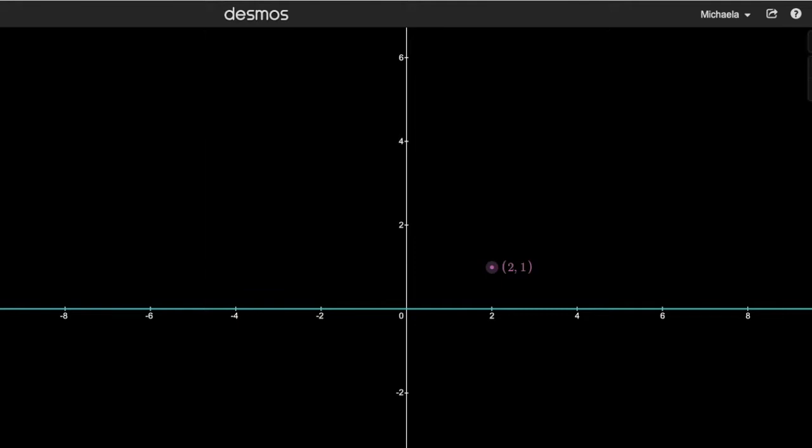Next, we need to reflect the point over the x-axis. So the reason we moved it down was to make it easier to do the reflection. So now we've got our point 2, -1.